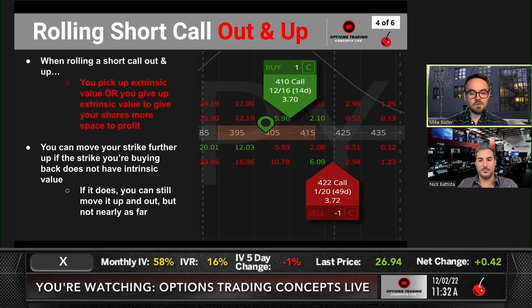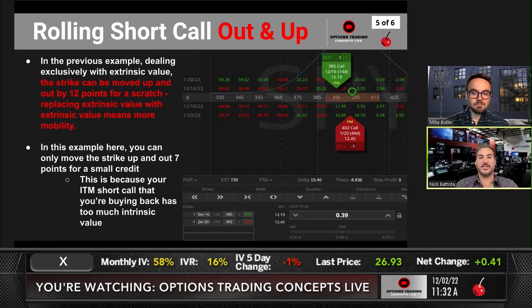In this case, you could go to 415, 420, 422. But here, I just wanted to show how much you can move it up for a scratch if the strike is out of the money. So doing this is an offensive roll because you're not picking up extrinsic value to reduce your cost basis to the downside. You're really just moving your strike up as much as you can to keep your shares, give yourself a higher probability of keeping the shares, not being called away. And also your intrinsic value profitability is now up to 422 instead of being up to 410. So this is an offensive roll for all of those reasons.